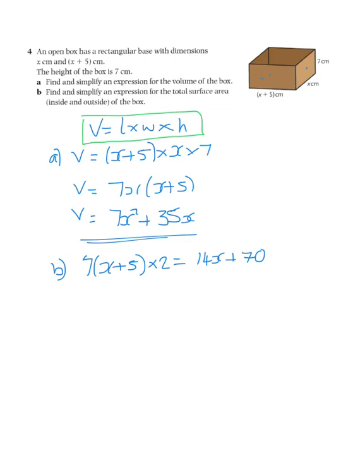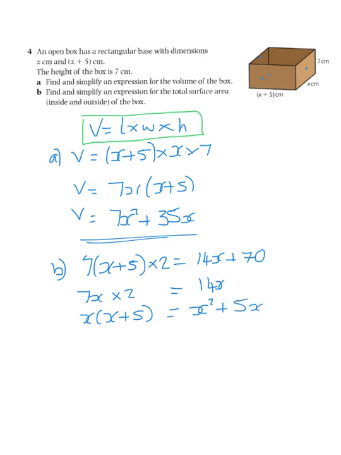Then I'm going to do the other face. So that face, I'm going to have 7 times x, which is 7x. Then multiply that by 2, which is the same as the face opposite it, which will give me 14x. And then the area of the base, there's only one base, so that is going to be x times x plus 5, which will give me x squared plus 5x.